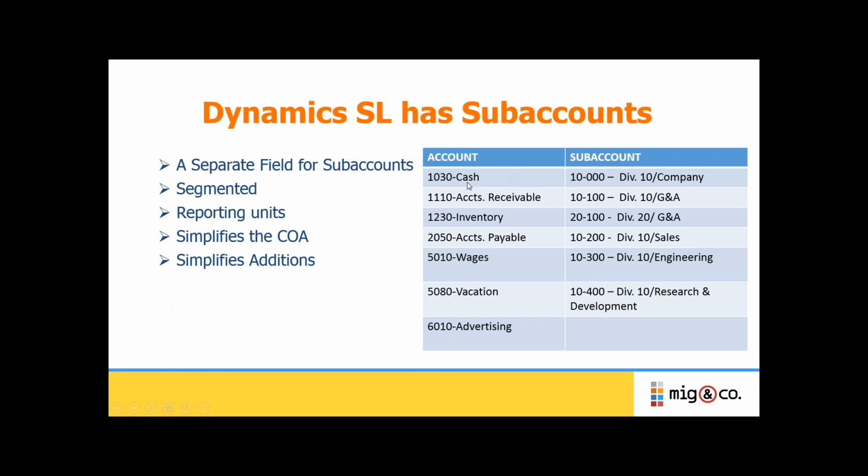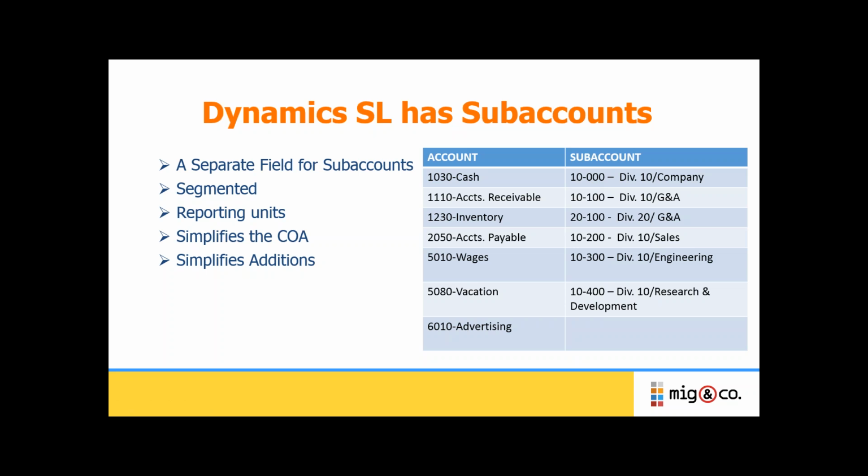So if I have a cash account, I can post it to Division 10 to the company. I can also post it to Division 20 and to the 00, or the company department. If I'm looking at my inventory, maybe we want to post our inventory to each division, whether it's Division 10 or Division 20.